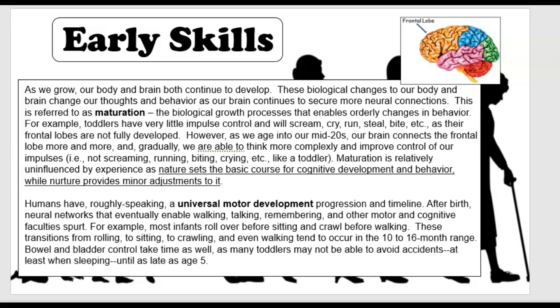But anyways, humans have, roughly speaking, a universal motor development progression and timeline. The idea is after birth, neural networks eventually are able to walk, talk, remember, and then there are other motor and cognitive faculty spurts. Infants will roll over and then sit and then crawl and then walk. So when you think of universal motor development, it's that series of different things, right? One has to happen before the next one.